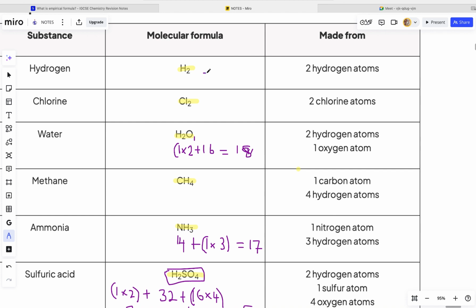Now for this one will be 1 times 2, which is 2. Okay, we just put that. Chlorine is 35.5 times 2, so you get 71. 35.5, that's the relative atomic mass. Multiply by 2, you get 71. So that's that for that.